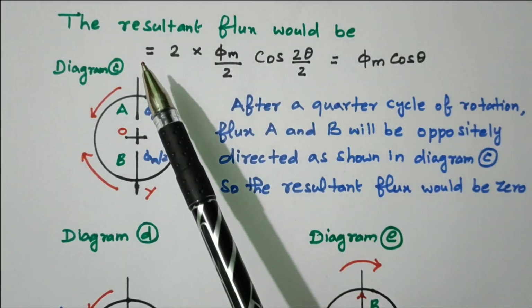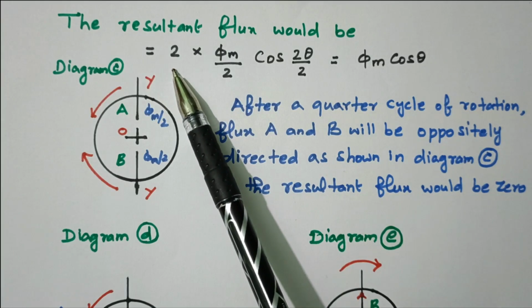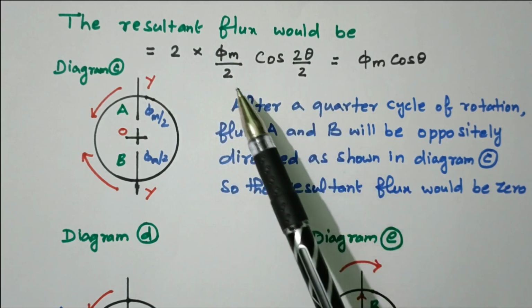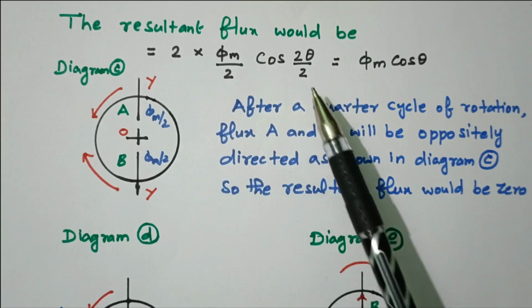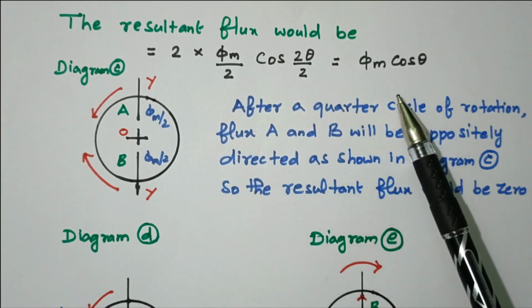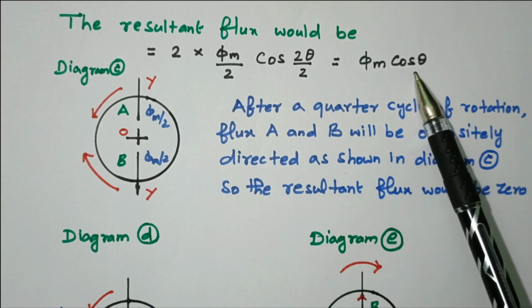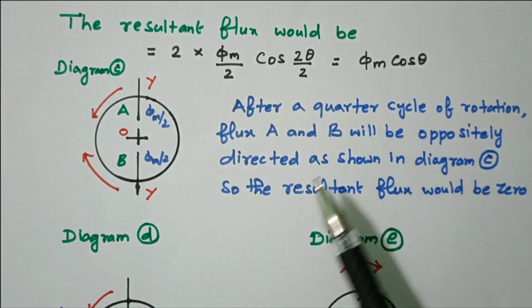So the resultant flux, by using the parallelogram theorem, is 2 into pi m by 2 cos 2 theta by 2. So the 2 gets cancelled, here also the 2 gets cancelled, it is pi m cos theta. So the resultant flux will be pi m cos theta. Now it is in theta. Now we'll refer to diagram C.